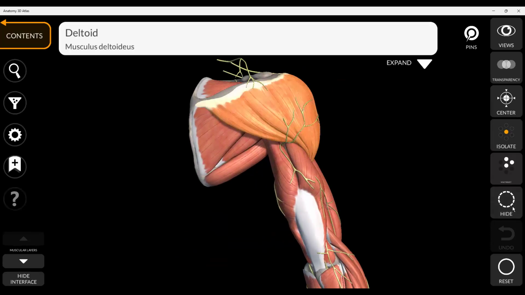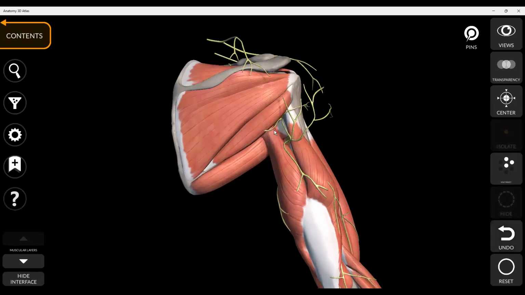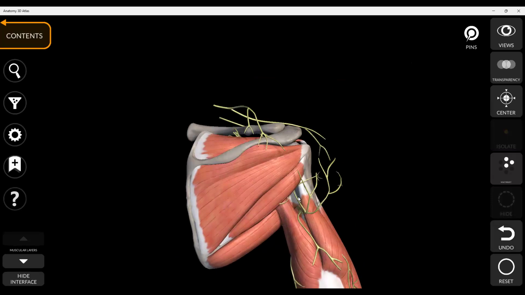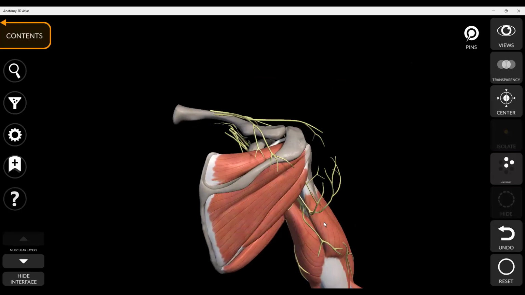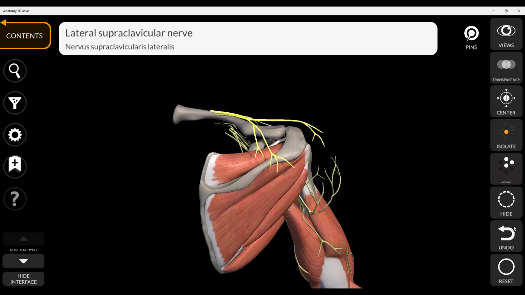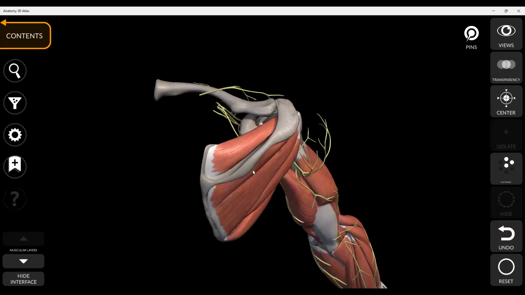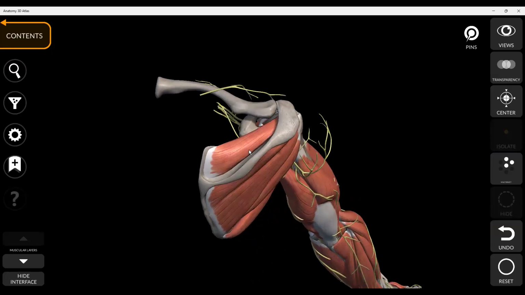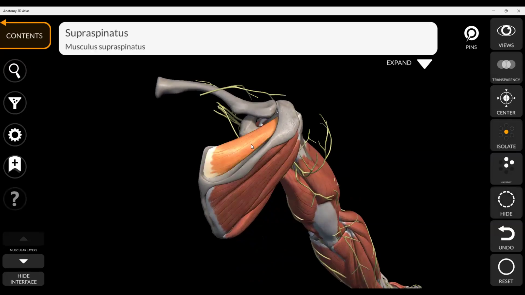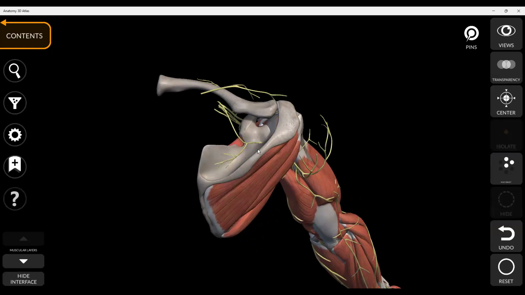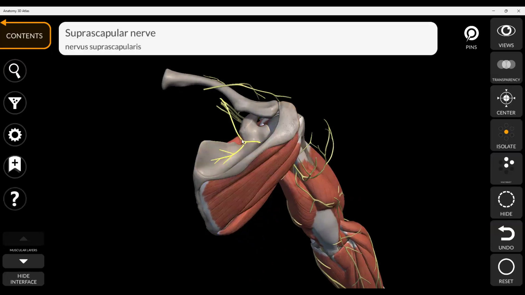Now, again, this is a picture with the nerves. So first we are hiding the deltoid. So here we are showing the important nerves. In the posterior part, we have a few very important nerves. This one is not that important. That's the lateral supraclavicular nerve, which is coming from which plexus? The superior cervical plexus. That's a branch of the cervical plexus basically. Here lies the supraspinatus, and if you hide the supraspinatus, below you can see this important nerve.